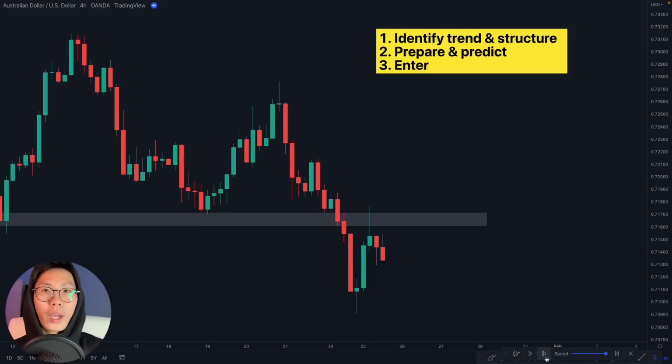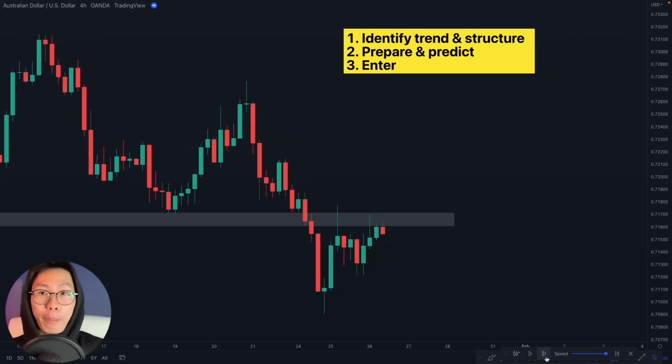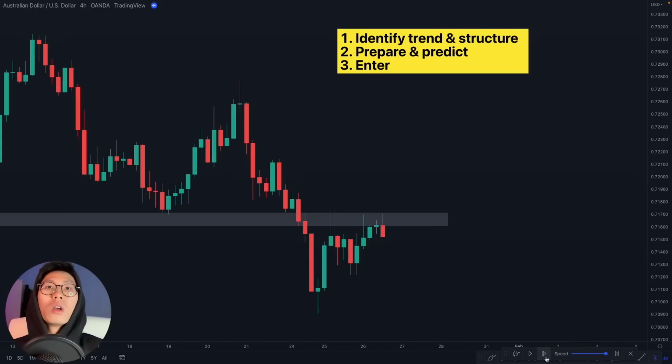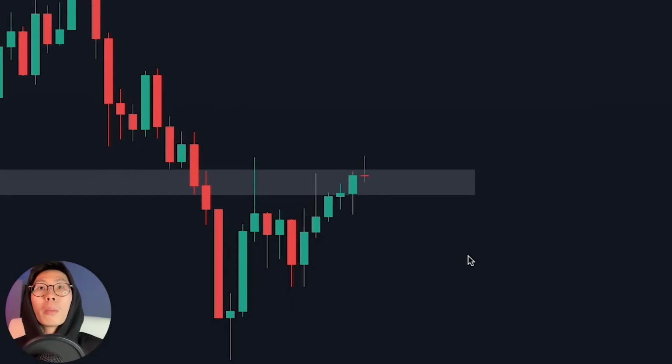So we wait. This is why this stage is called prepare and predict, because we are literally just preparing for the big move. So we wait. Okay, you can see price has come up to officially retest this key level right here, and you can see it formed a doji.